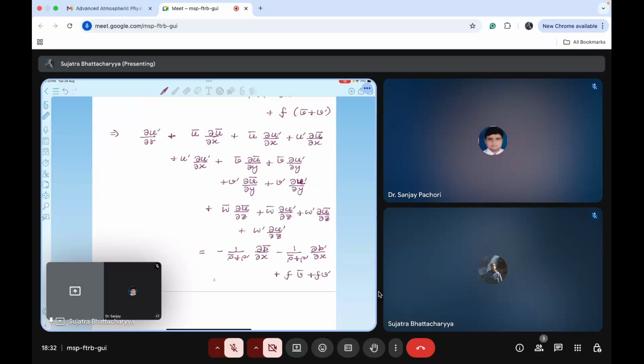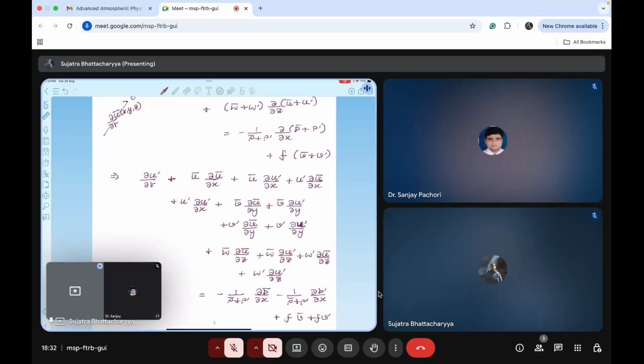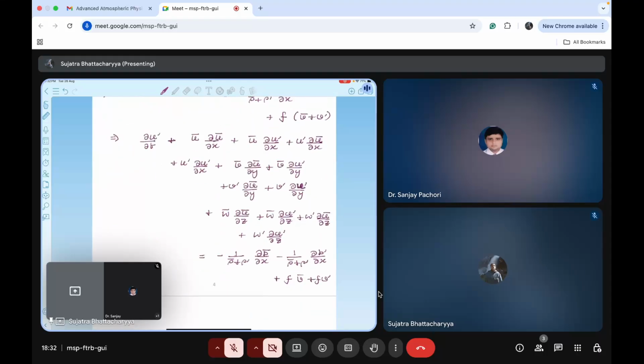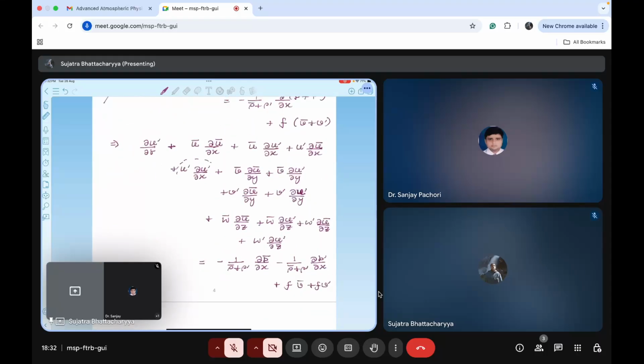Now, what else can we do based on the perturbation method? Look at this, the third point: the product of perturbation terms is 0. Is there any? Yes. See this, u dash into ∂u dash/∂x. It is a product of perturbation terms. Can we put that as 0? This one can be neglected, and hence we get a final thing, right?